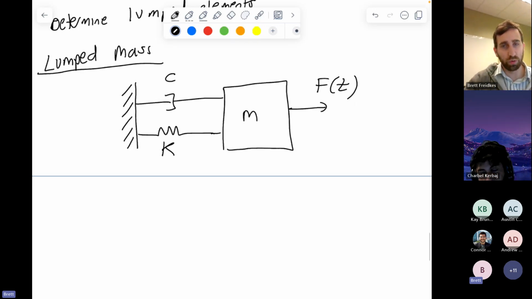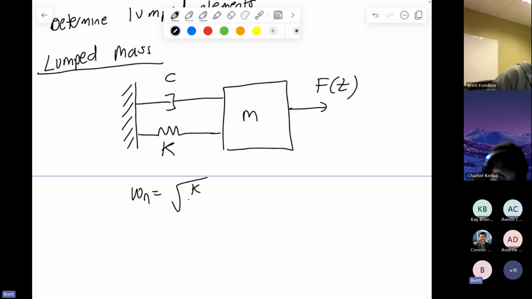Vibrations, people, most important equation. Square root of K over M. Thank you. Omega n, the natural frequency, is the square root of K over M.